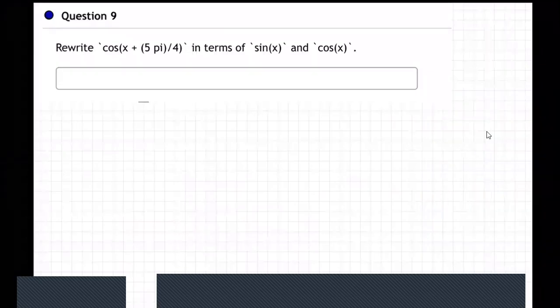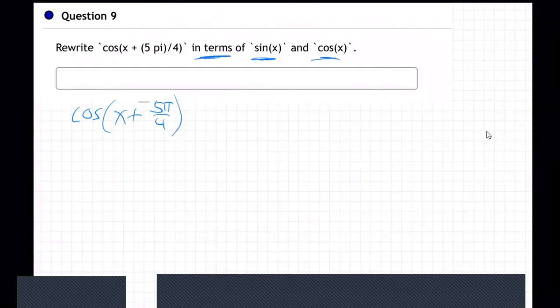So let's do this one. And how do we do it? So cosine of this, let me write it out here for us. And I guess I better go a little slower, my pen is slowing down. Cosine of x plus 5 pi over 4. And they want us to write it in terms of sine and cosine. What are we going to do?